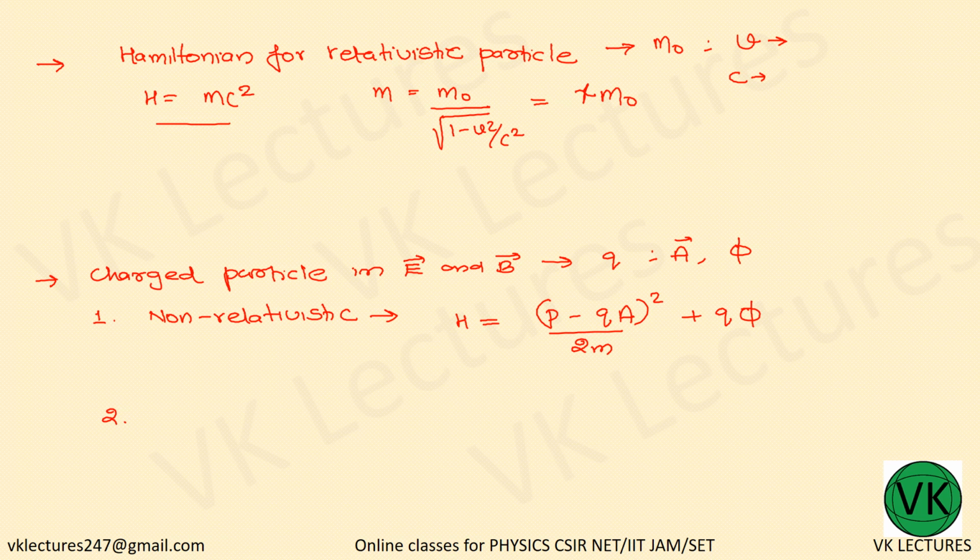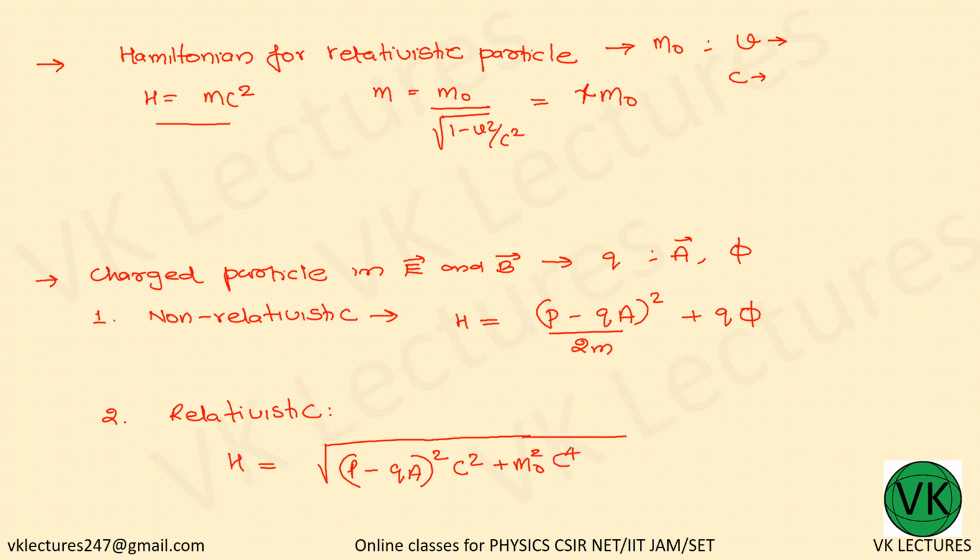Now coming to the relativistic particle. In the relativistic case, the Hamiltonian is given as the root of (P minus qA) whole squared c² plus m₀² c⁴, plus q phi.